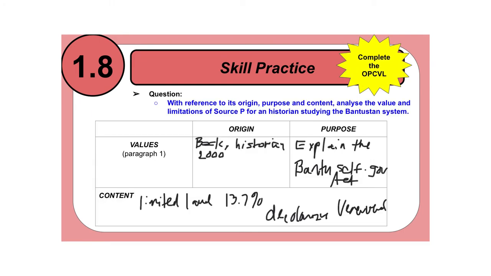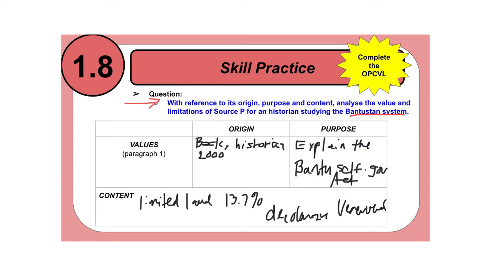So with the previous document, here is the question that was actually given by the IB. And again, this is a real IB question. With reference to its origin, purpose, and content, analyze the value and limitations of source P for an historian studying the Bantustan system. Now, granted, you haven't been taught what the Bantustan system is or was, so I understand that.